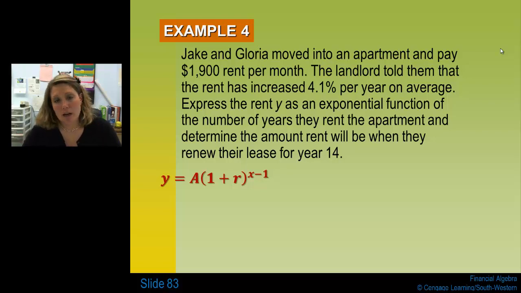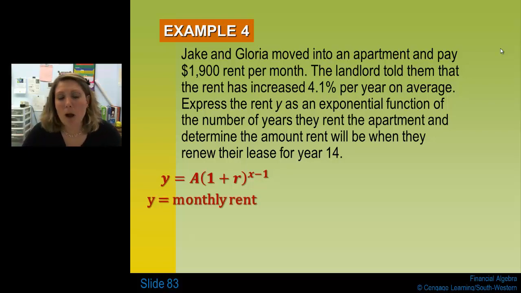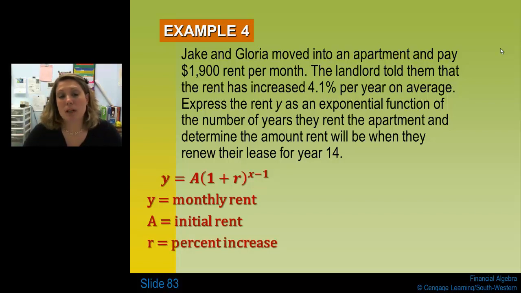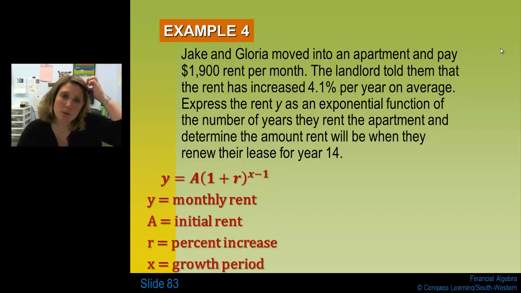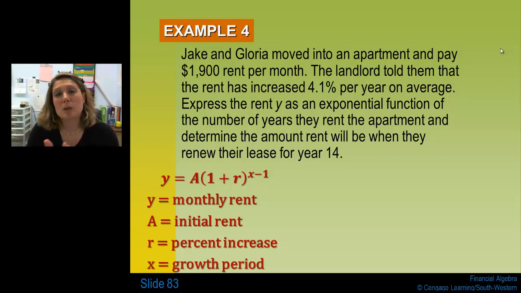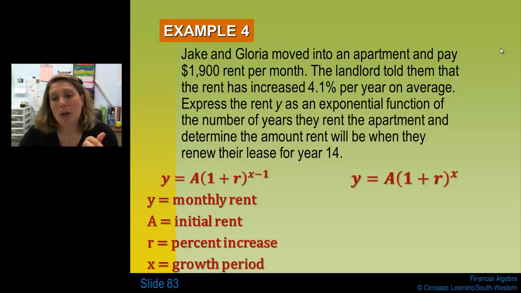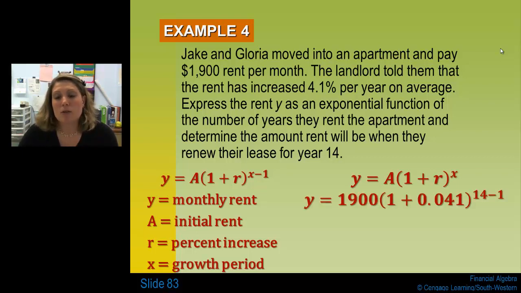So here's your exponential formula. Y is the monthly rent, A is the initial rent, R is the percent increase, and X is the growth period, so how long are they going to be there? Now you'll notice that it says X minus 1 because we need to take out that first year that they lived in that apartment. So we take Y equals A times (1 plus R) raised to the X minus 1. And you should have 1900 times (1 plus 0.041) raised to the 14 minus 1.